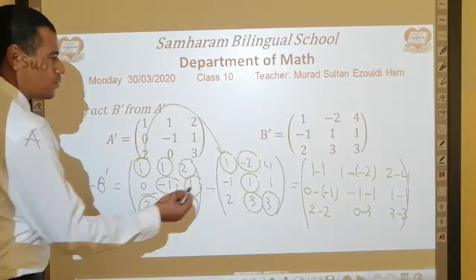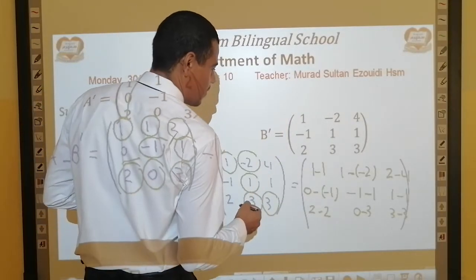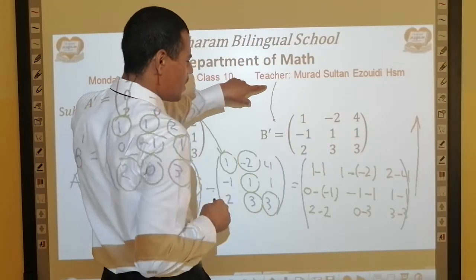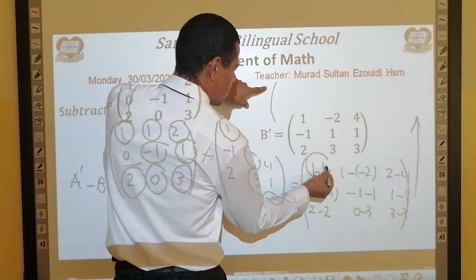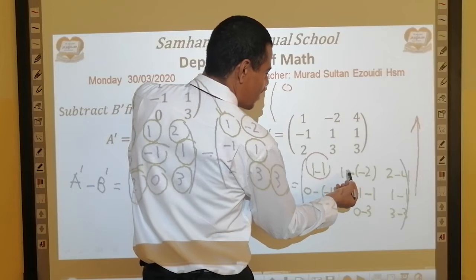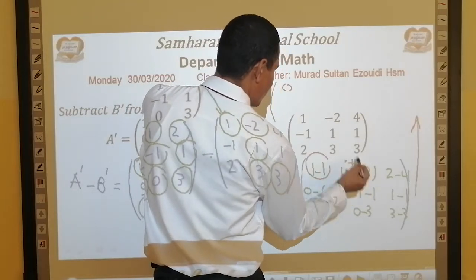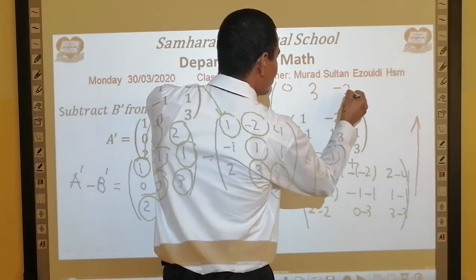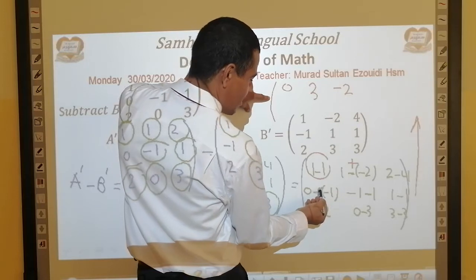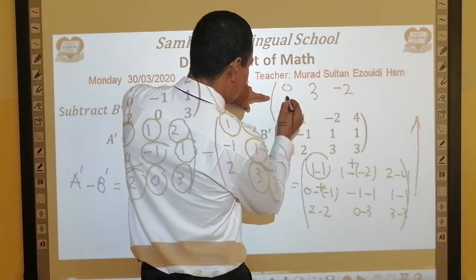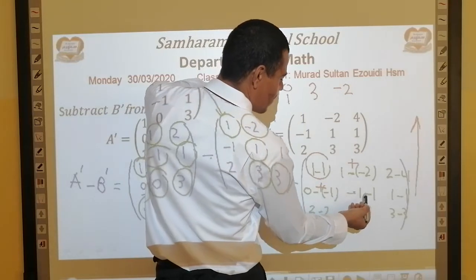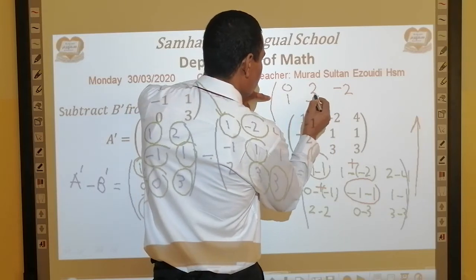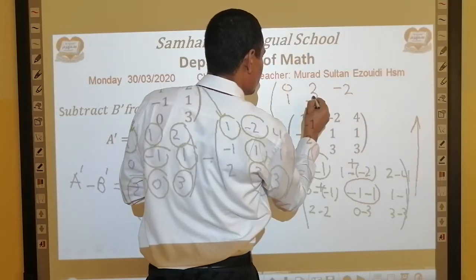I will change the color. Then I will write the answer here, my kids. I'll open my brackets. 1 minus 1 is 0. Then 1 minus minus, this is plus: 1 plus 2 is 3. Then 2 minus 4 is minus 2. Then 0 minus minus 1, minus minus is plus, so 0 plus 1 is 1. Then minus 1 minus 1, both numbers are negative, just add and put the negative sign: negative 2.